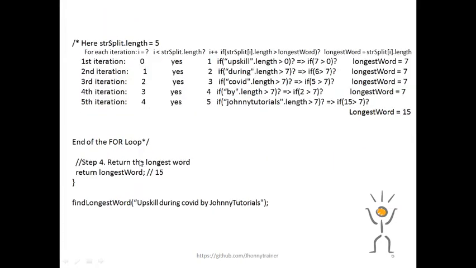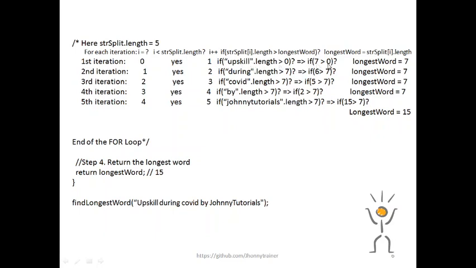So let us see how it works. In the first iteration, it will check: for i equal to 0, yes, i plus plus. So let us see if upskill is greater than 0. In the sense, upskill, what is the length of this upskill?